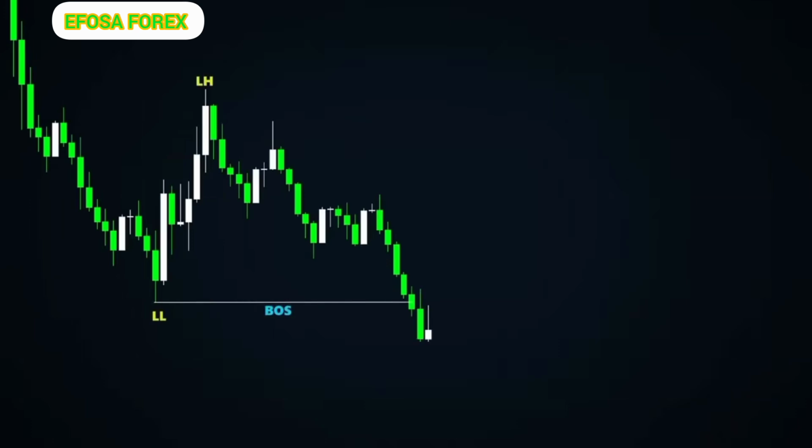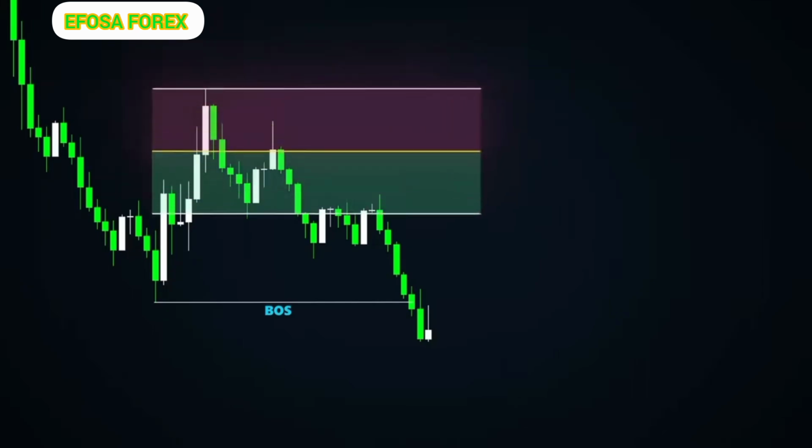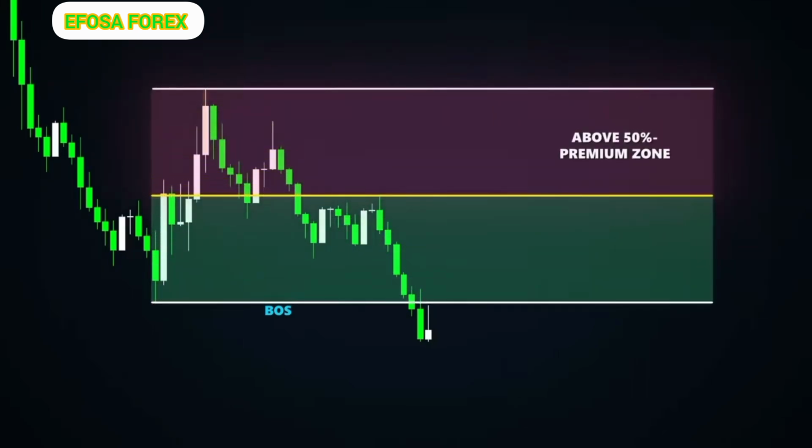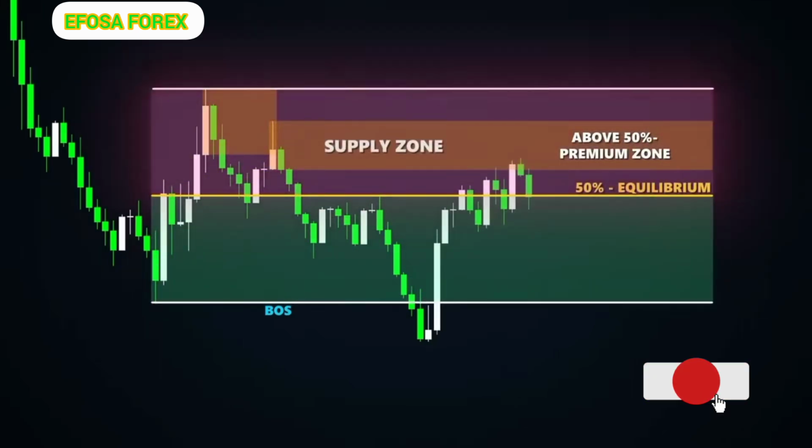Alright, now let's flip it and talk about a downtrend. Picture price making lower highs and lower lows, just a steady move down. After a big drop, price usually pulls back up a bit, but this time we're not looking to buy, we're looking to sell high. Same idea. Grab your Fibonacci tool, but now measure from the highest point down to the lowest point. If price pulls back to 50% or higher, that's your premium zone, the sweet spot to look for sells at a better price.